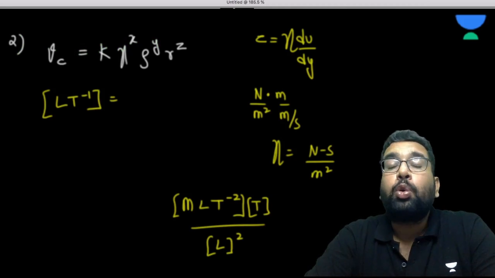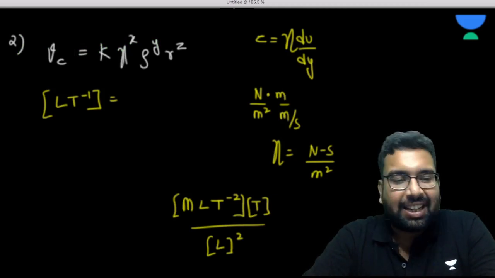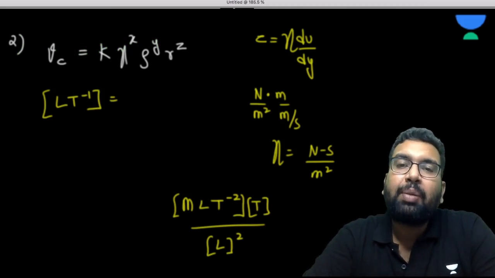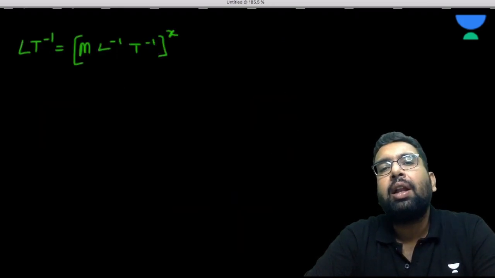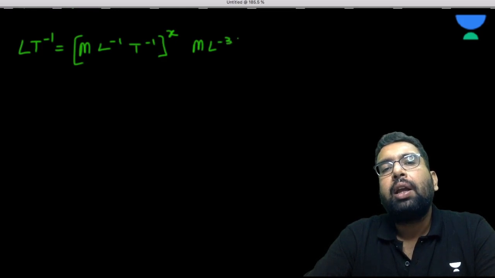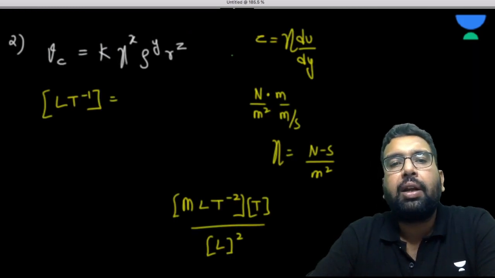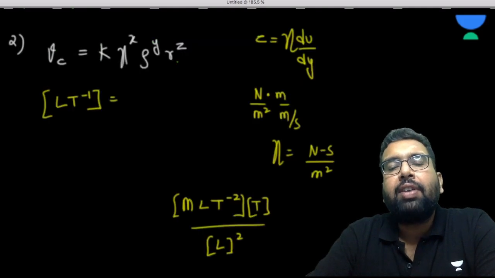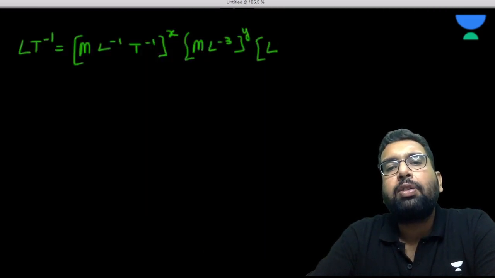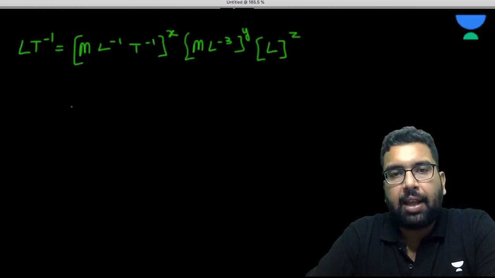Then we have rho. Rho is density. It is given in the question, and this is the general representation of the density as well. So the density, we understand, it is ML^-3, kg per meter cube. So ML^-3 to the power y. Then we have r, whose dimension is L to the power z.